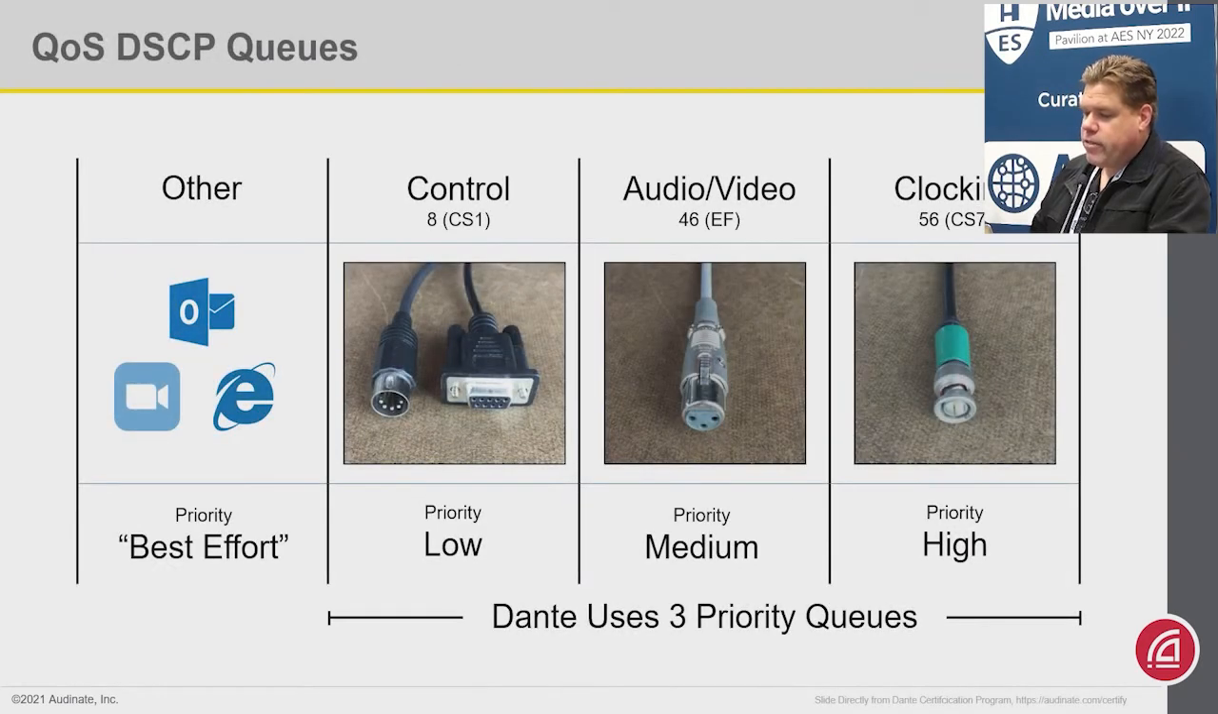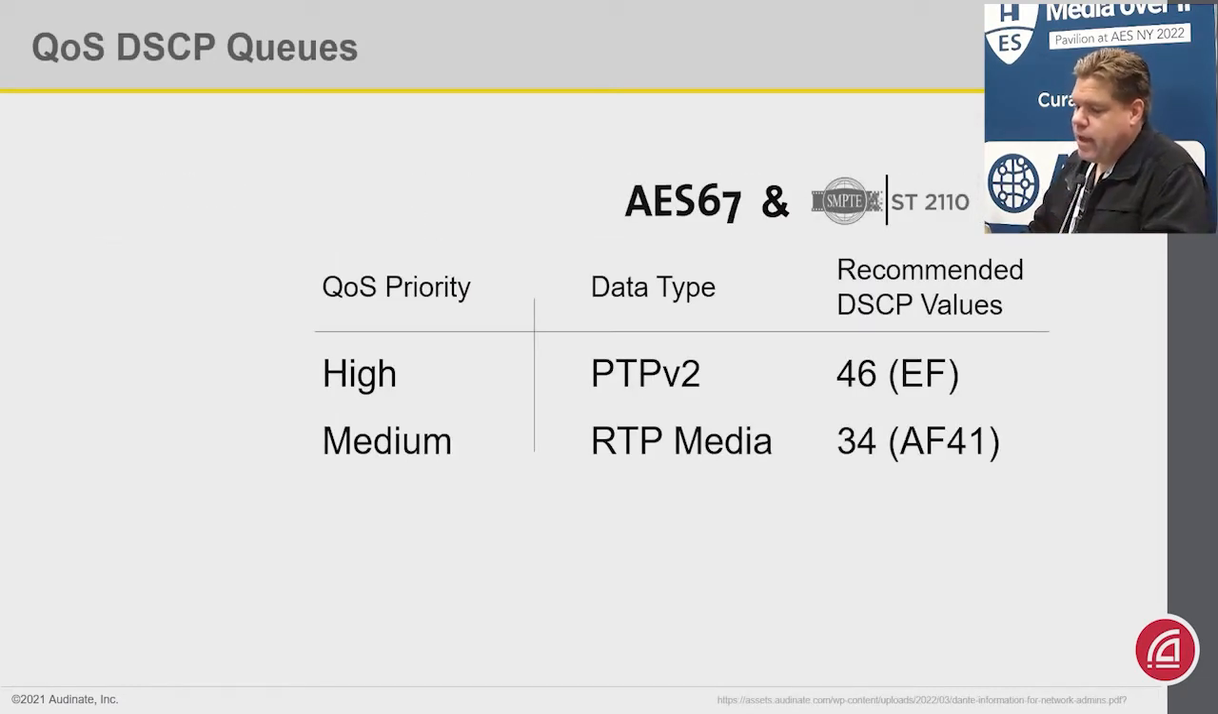Now, the other thing to think about, and again, this comes straight out of Dante certification training: we mentioned that Dante has certain DSCP markings. So clocking follows marking 56, the AV media follows 46, but AES67 had different marking values. And so how does that work?